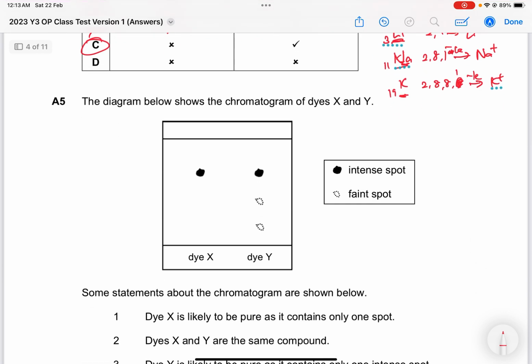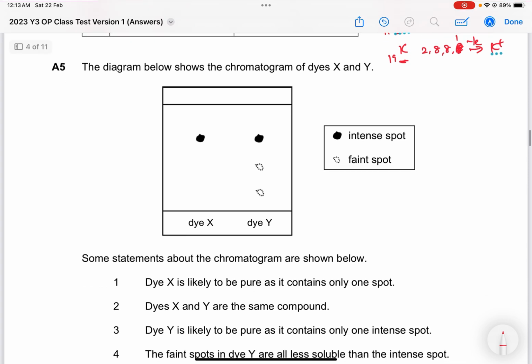A5. The diagram below shows the chromatogram of dyes X and Y. Some statements about the chromatogram are shown below, but let's look at dye X. Dye X only has a single spot. Dye Y has a single spot plus 2 other faint spots. So X looks like it's pure because there's a single spot. Y looks like it's impure because there's more than 1 spot.